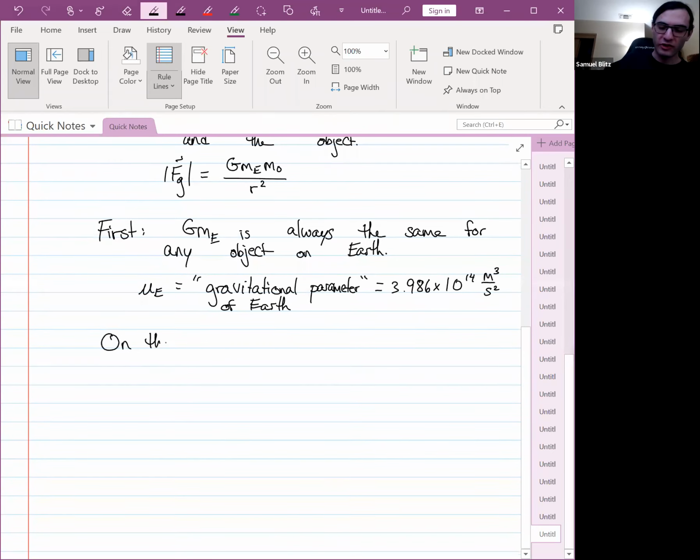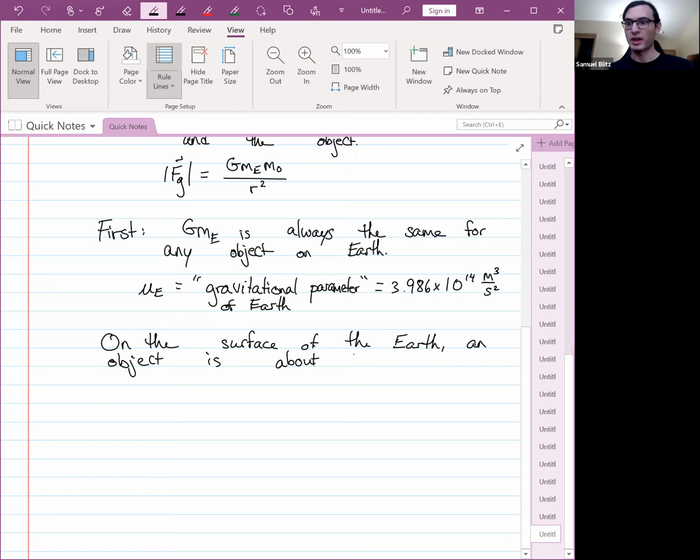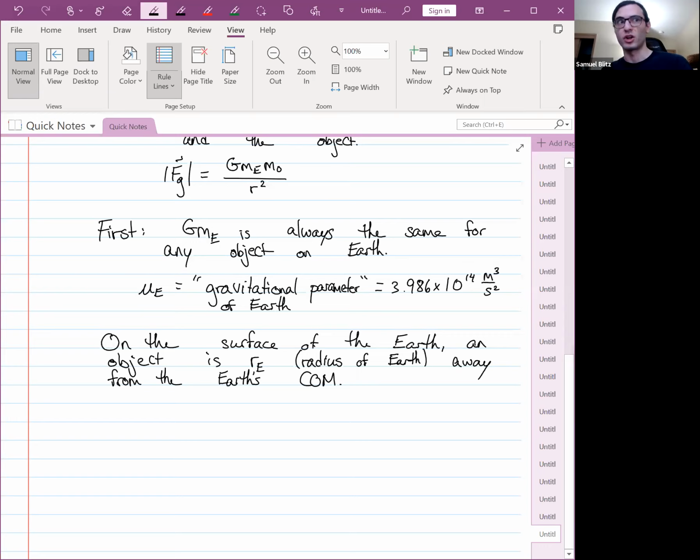Well, on the surface of the Earth, an object is about the radius of the Earth away from the center of mass. That's how far away they are from the center of the Earth, r sub e, the radius of the Earth. And that should be sensible, because the center of mass is at the center of the Earth, and the Earth is about a sphere. So the distance that somebody on the surface of the Earth is from the center of the Earth is just the radius of the Earth, right?